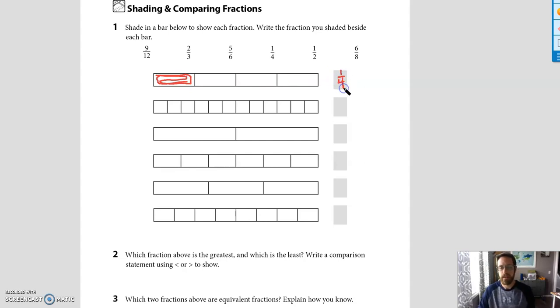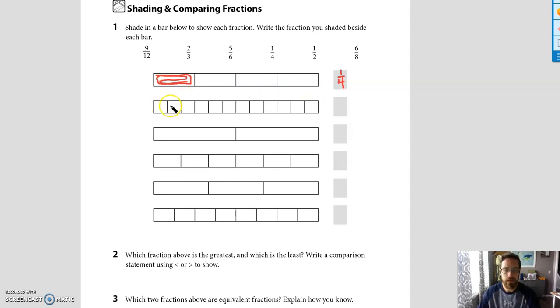And remember, in order to be able to compare fractions, all of our wholes have to be the exact same size. You can't compare two different size wholes. Like you can't compare a small pizza to a large pizza, because if I ate 3 pieces of a small pizza, that's not the same as eating 3 pieces of a large pizza. So our whole has to be the same in comparing.